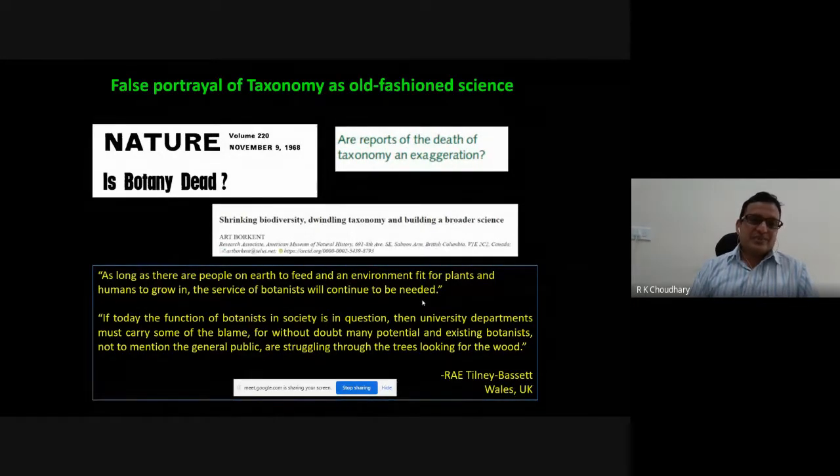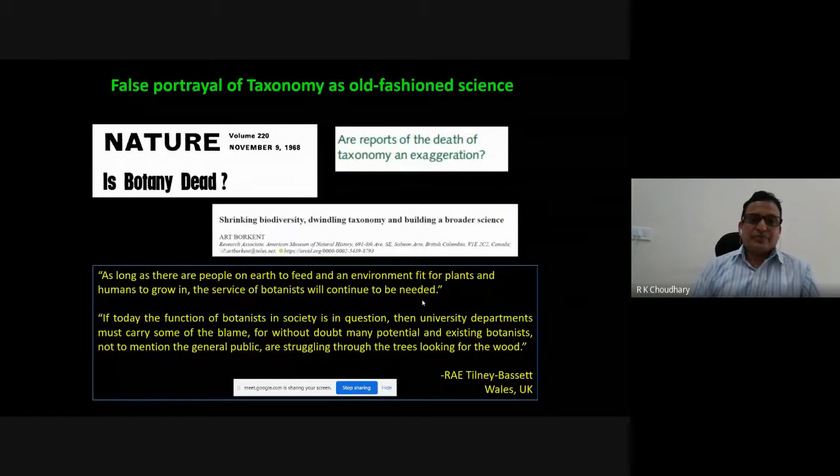But if you see, in 1968 this thing was proposed in Nature, a paper published called "Is Botany Dead?" But you see, presently, till date, taxonomy and botany are growing so well, they're doing so good. Almost 50 years ahead, we are doing great in plant taxonomy. So don't worry if someone tells you plant taxonomy is going to be dead, that it's an old-fashioned science. Don't believe them.